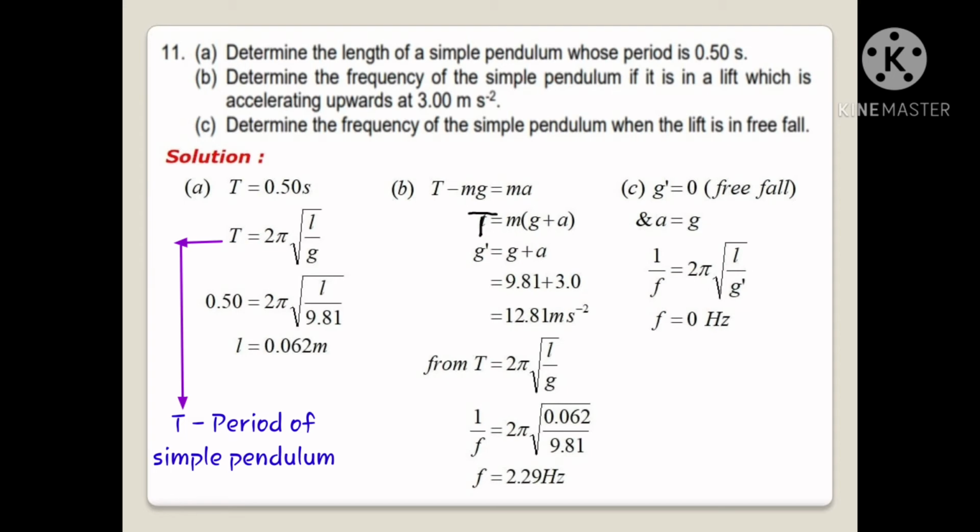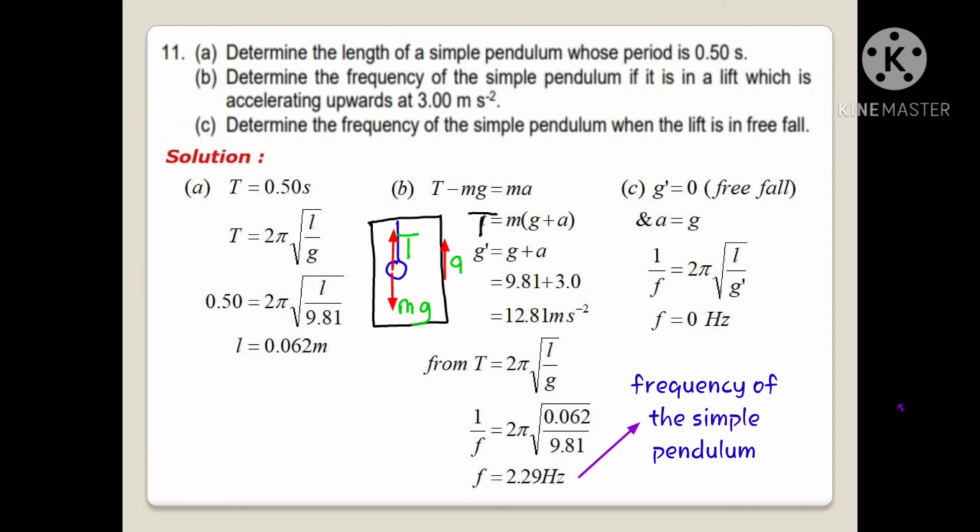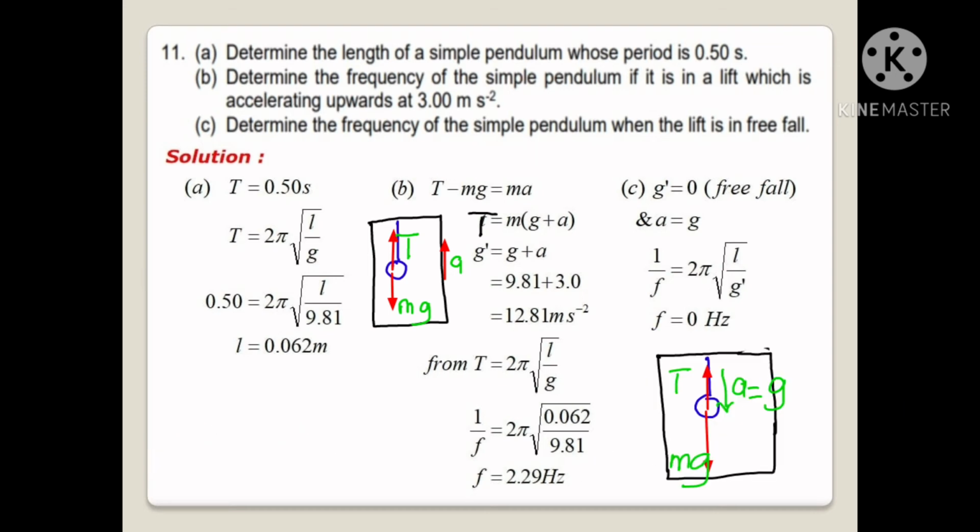Question number 11 is related to the simple pendulum oscillating in a lift. For 11a, to determine the length of the simple pendulum, we use equation of period for simple pendulum. For 11b, T is referred to the tension in the string, and to calculate the frequency of the simple pendulum in the lift, we use the equation of period of the simple pendulum.